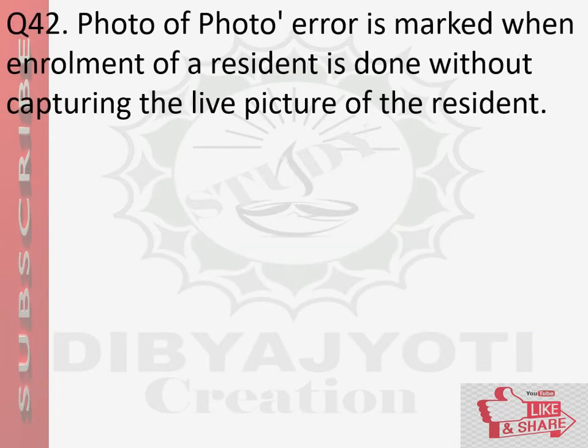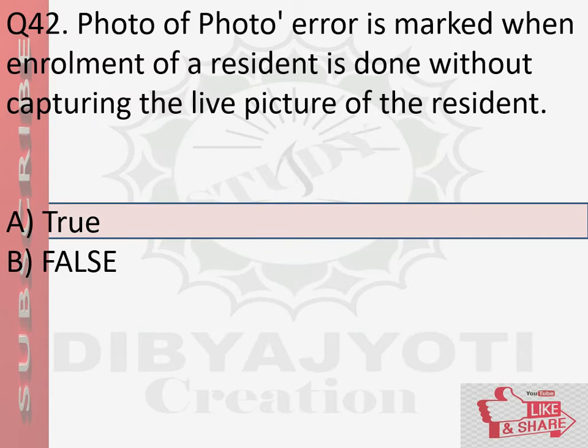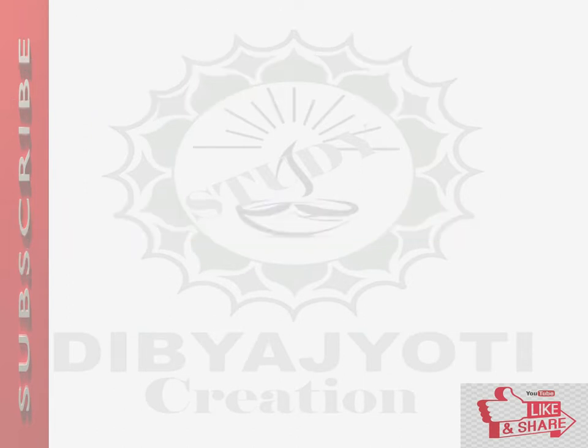Then next, photo of photo error is marked when enrollment of a resident is done without capturing the live picture of the resident. Options are option A true, option B false, and answer is option A true.